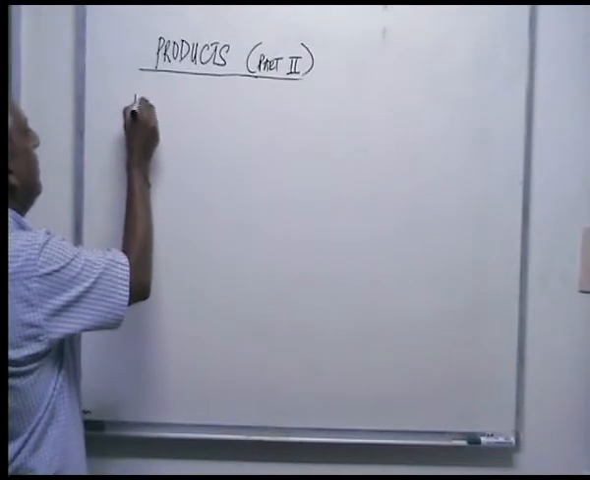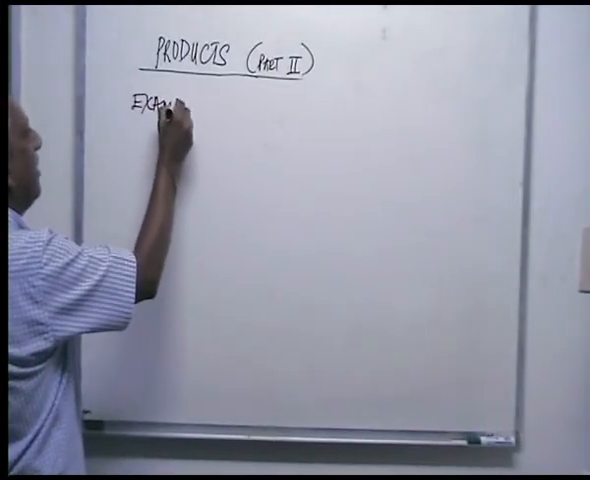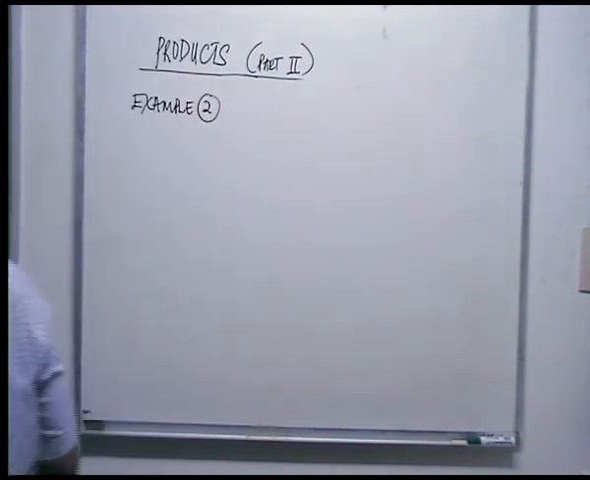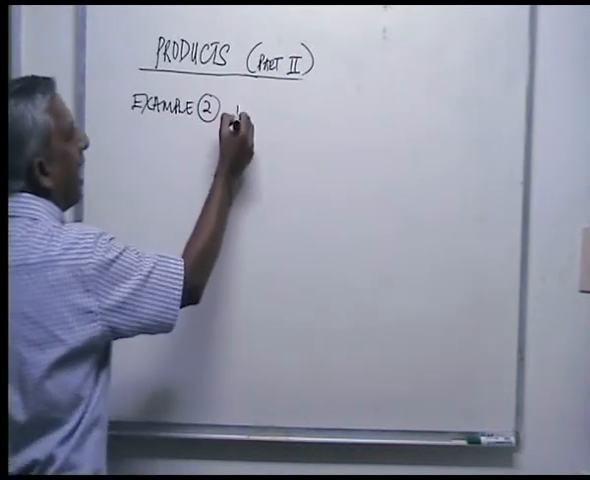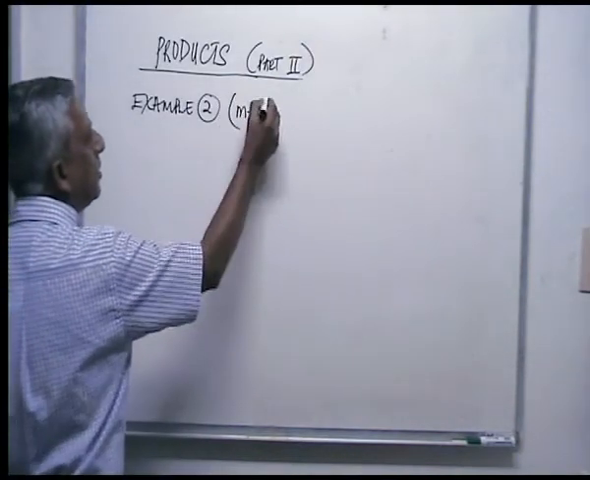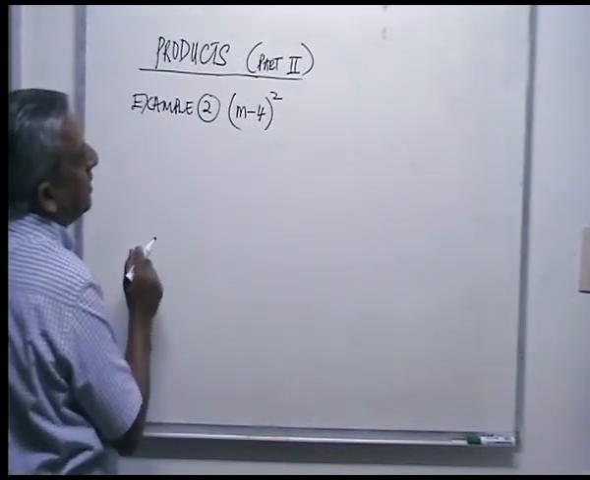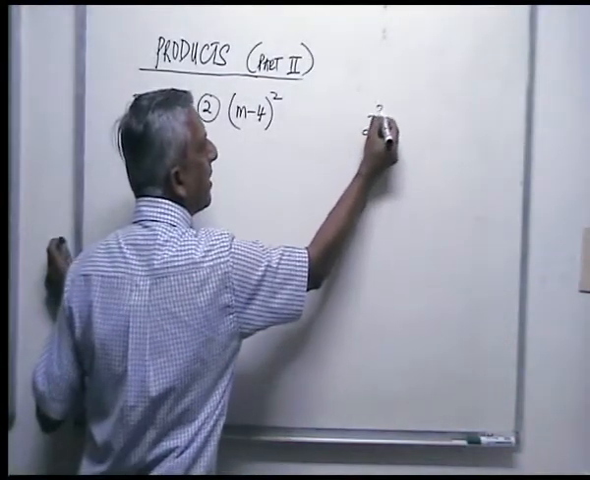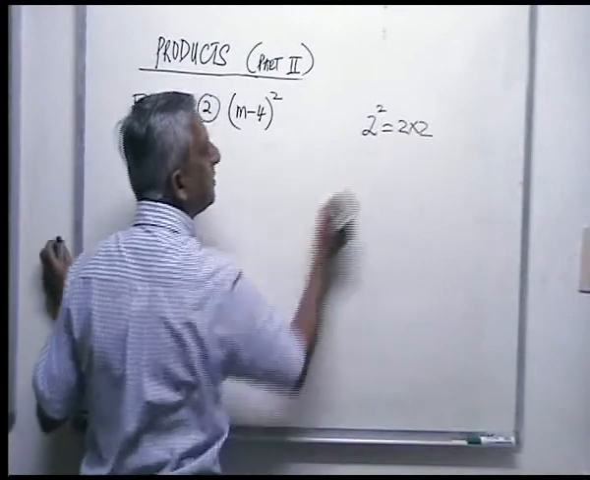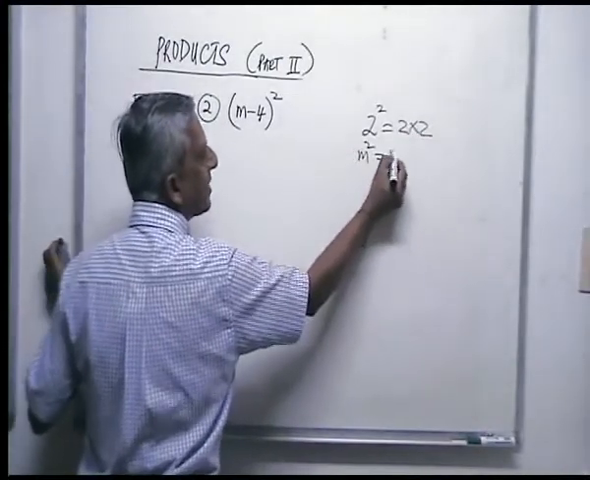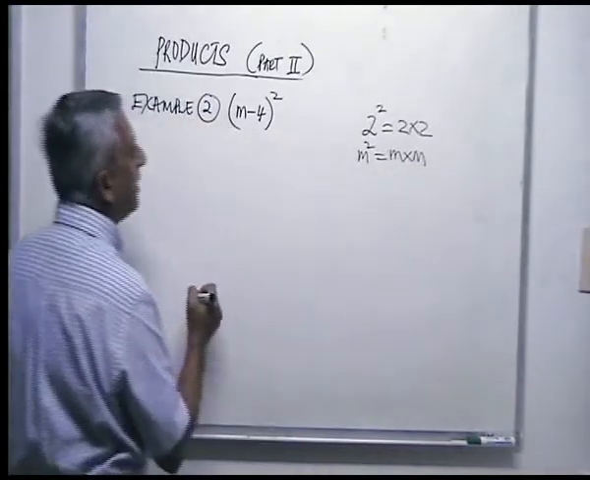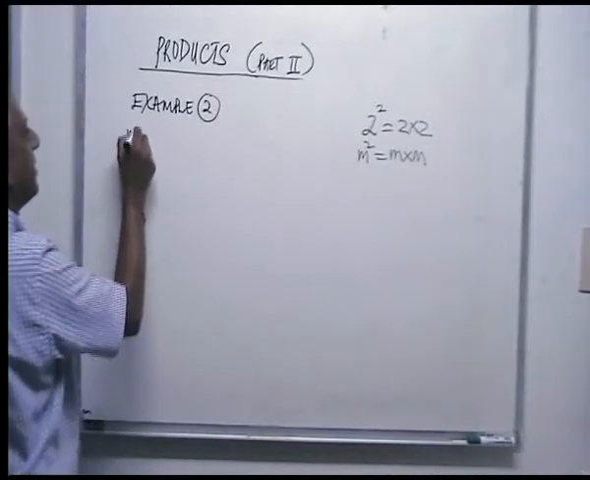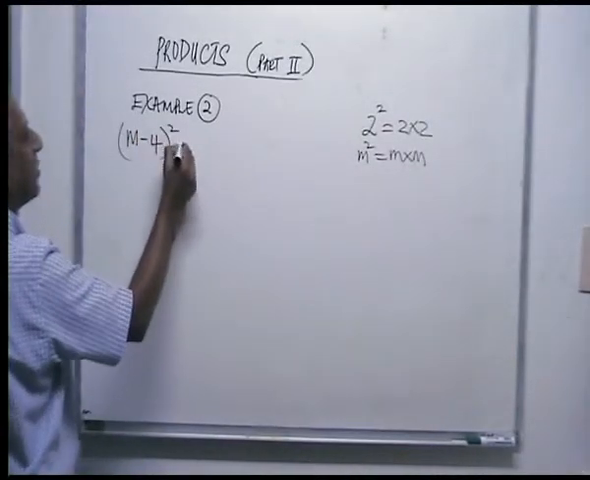Okay. Right, now let's look at a new example. Let's call this example 2. And example 2, we will say it is m minus 4 all squared. So if you look at m minus 4 all squared, it's like this. If I told you 2 squared, you'll tell me it is 2 times 2. If I told you m squared, you'll tell me it is m times m. Therefore, if I got m minus 4 all squared, let's write it here, it will be better.